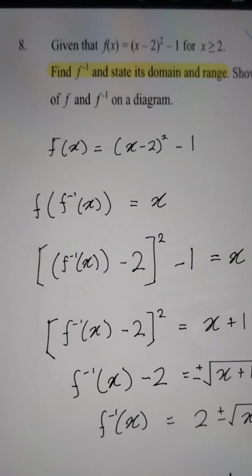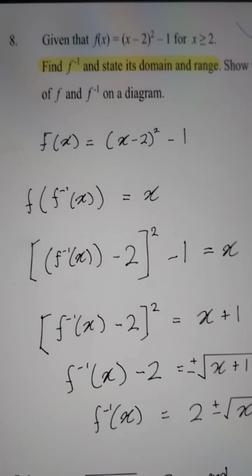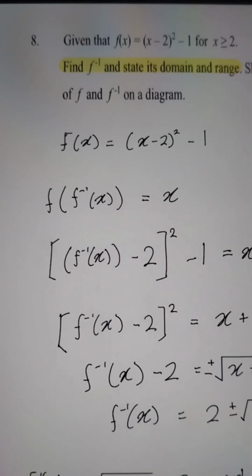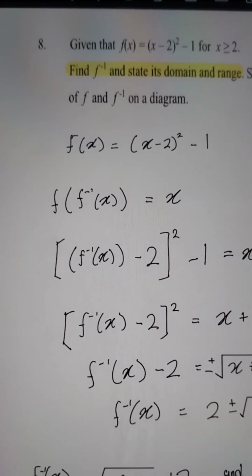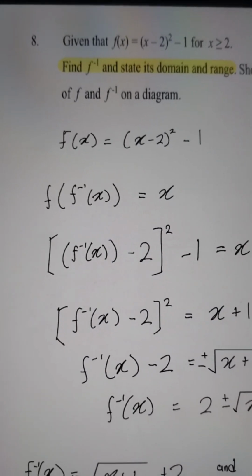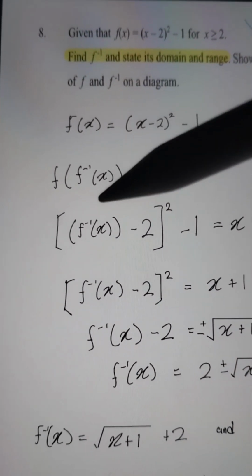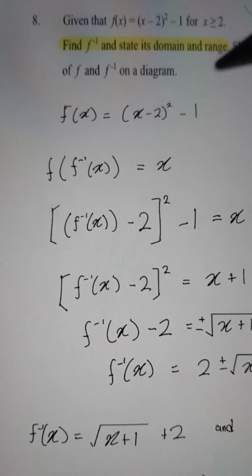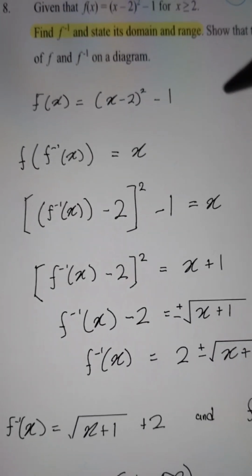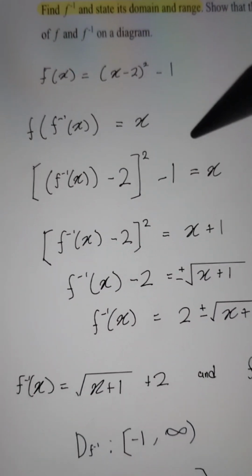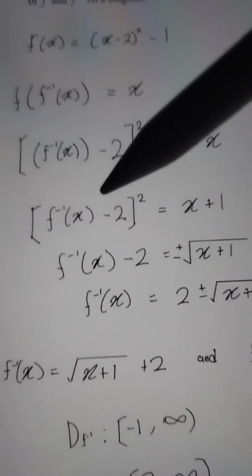Given f(x) equals x minus 2 squared minus 1, where x is greater or equal to 2. We can find f inverse by using the composite function f and its inverse f inverse equals to x. Then we can sub in f inverse into the function f(x), and we will get bracket f inverse minus 2 bracket squared minus 1 equals x. Then we can bring negative 1 to the right side, and we get x plus 1.